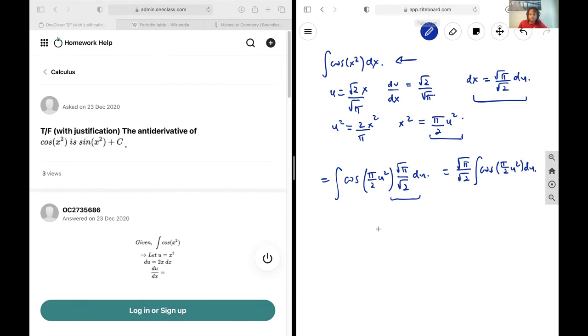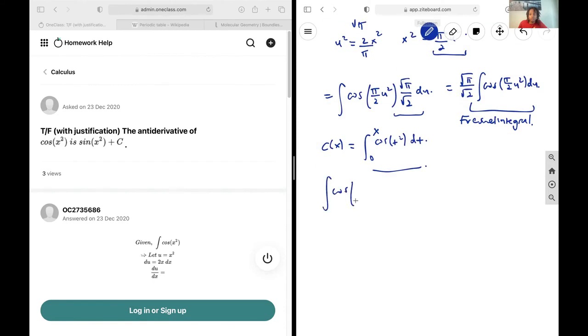Okay, and then this is actually called a special integral, called the Fresnel integral. And that basically just states that C of x would be defined as the integral from 0 to x of cos t squared integrated over dt. And so that means that this integral that we have, the integral of cos pi over 2 u squared over du, is going to be equal to C of root 2 over root pi x would be the value of this integral.